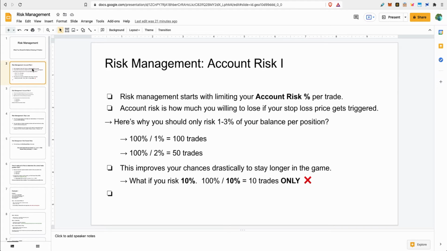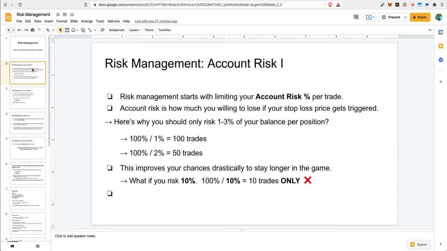Let's say you risk 1% of a 100% account. That equals to 100 trades. If you risk only 1% of your balance, you can stay in the game for 100 trades. If you risk 2% of 100% balance, you can do up to 50 trades.